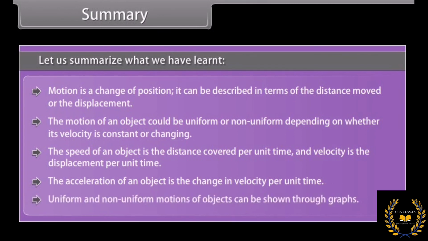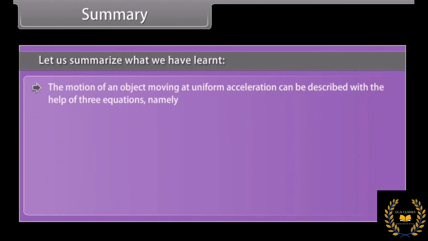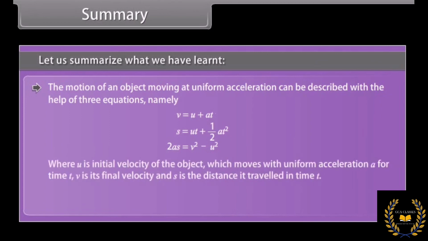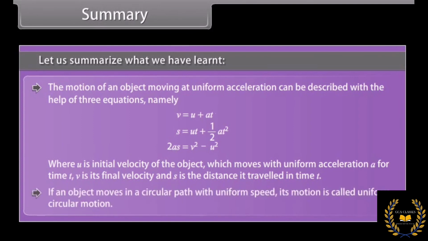Uniform and non-uniform motions of objects can be shown through graphs. The motion of an object moving at uniform acceleration can be described with the help of three equations, namely, v is equal to u plus at, s is equal to ut plus 1 upon 2 at square, 2as is equal to v square minus u square, where u is the initial velocity of the object, which moves with uniform acceleration a for time t, v is its final velocity, and s is the distance it traveled in time t. If an object moves in a circular path with uniform speed, its motion is called uniform circular motion.